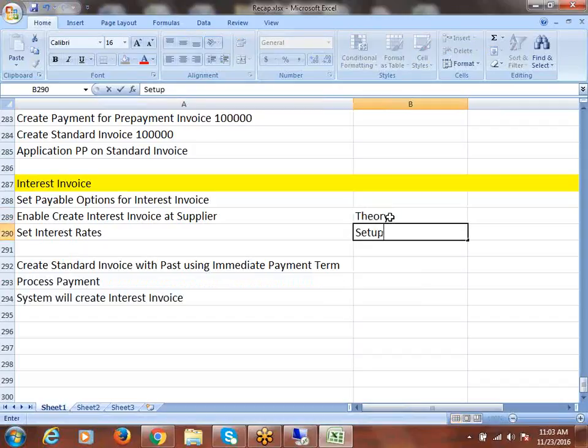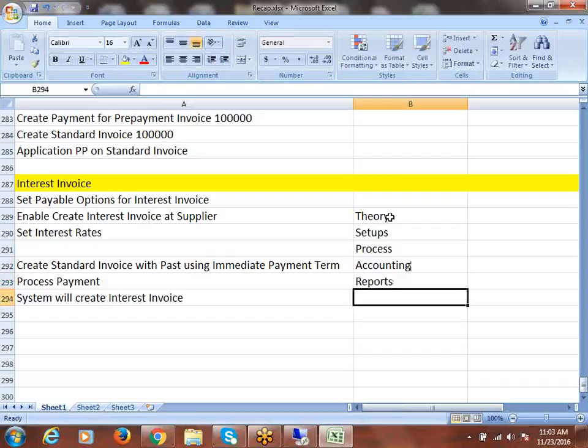Theory, setups, process, accounting, reports, storage. If you go with this approach, you will be an expert.